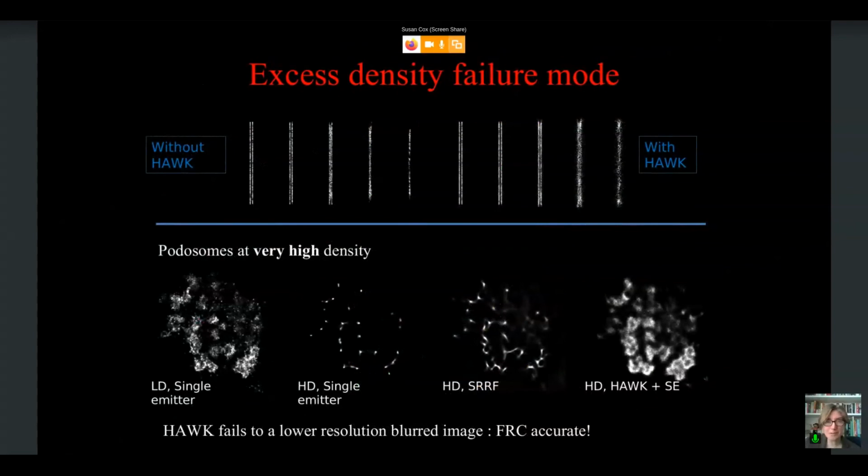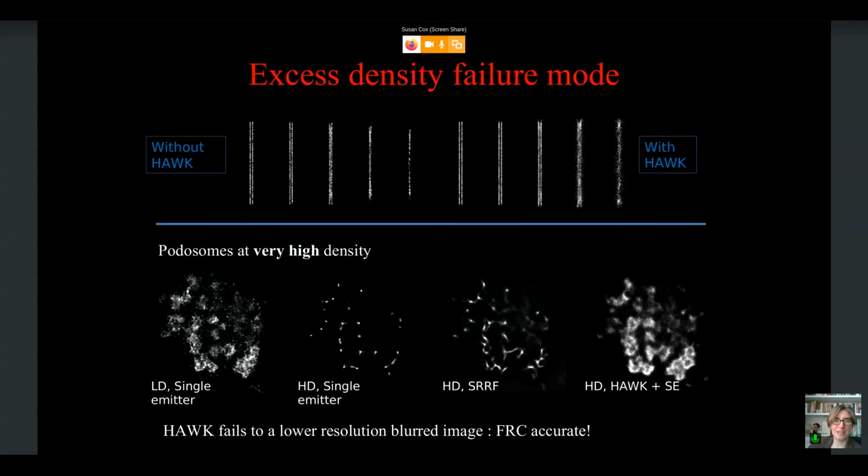Now, I don't want to give the impression that we're saying that Hawk never goes wrong. We all know that any analysis method will go wrong at some point. And so, since I have this 2-hour slot, I thought I'd also show you how these methods fail. And this is the excess density failure mode of Hawk.